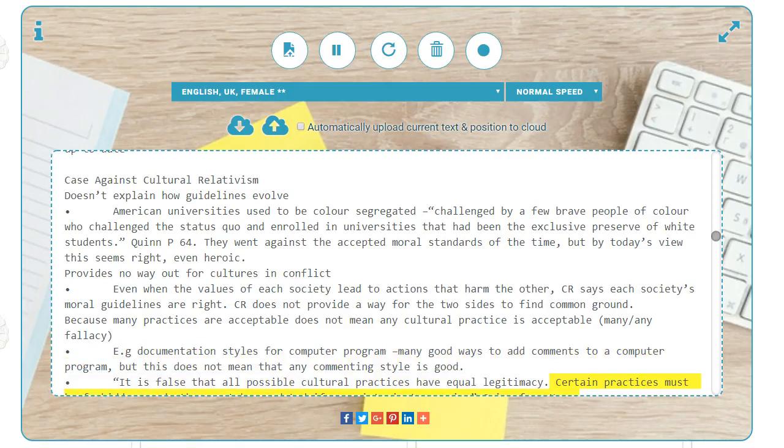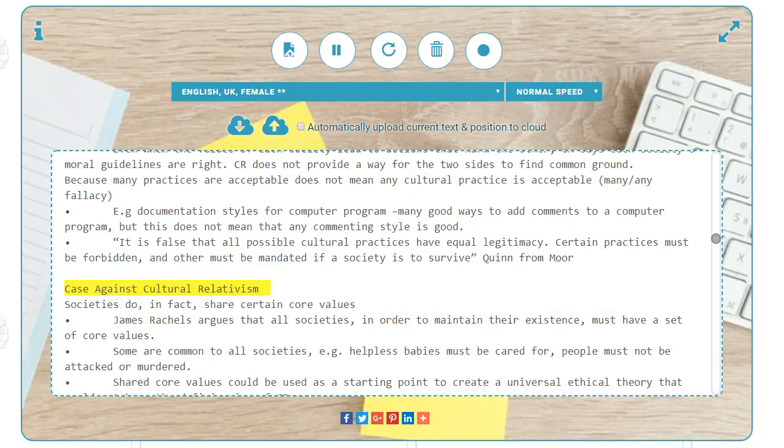Quinn from Moore. Case against cultural relativism. Societies, in fact, share certain core values. James Rachels argues that all societies, in order to maintain their existence, must have a set of core values. Some are common to all societies, e.g. helpless babies must be cared for, people must not be attacked or murdered. Shared core values could be used as a starting point to create a universal ethical theory that would not have the deficiencies of CR.